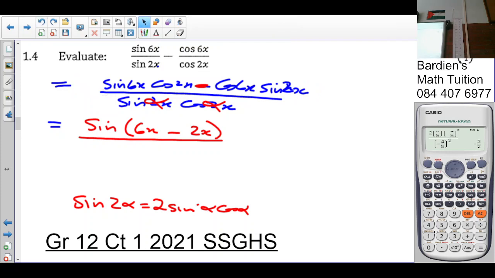Just going to draw this down here. If I put the 2 here, there goes the 2 as well. Okay. So there goes a 2 in front of it.